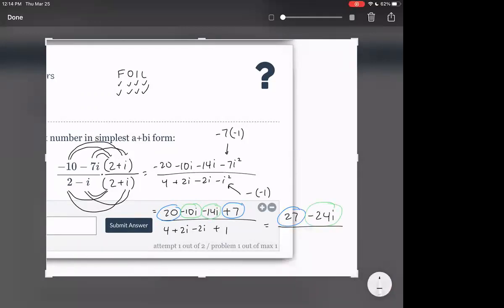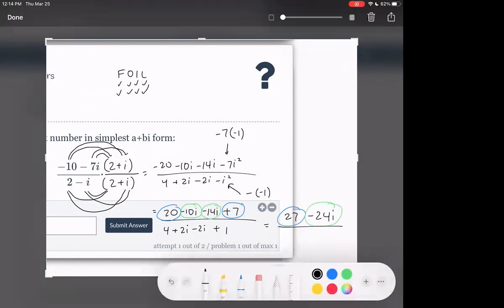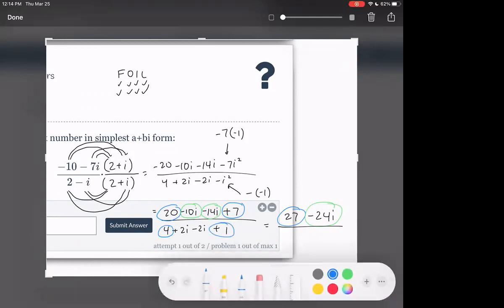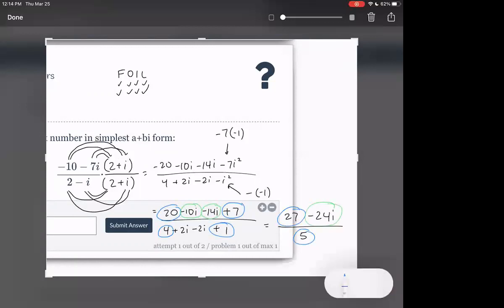On the bottom, let's do our real portion. 4 plus 1. That gives me a 5. And then let's do our imaginary portion. We have a plus 2i and a minus 2i. Remember, that cancels out. We want it to cancel out because you do not like imaginary numbers on the bottoms of fractions. So now we have 27 minus 24i over 5.